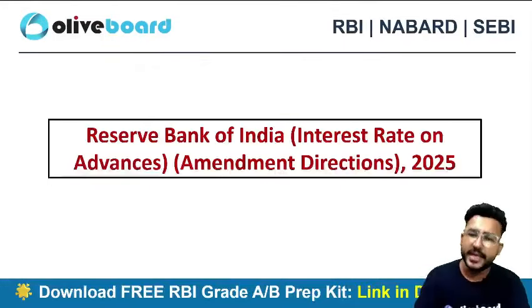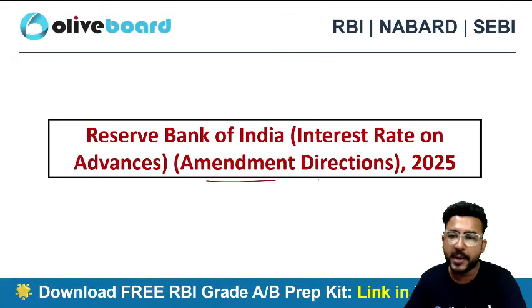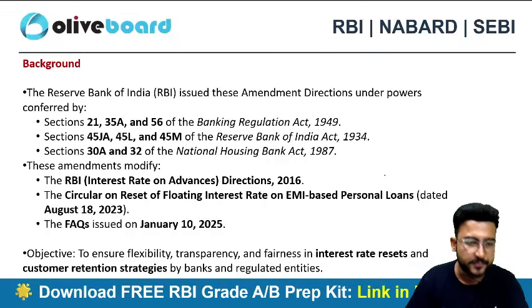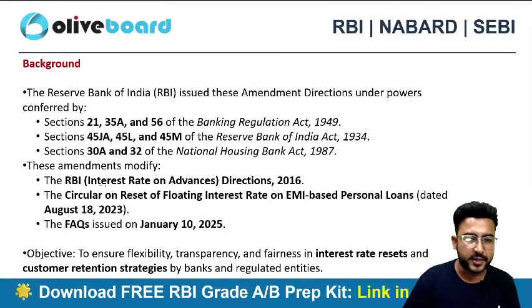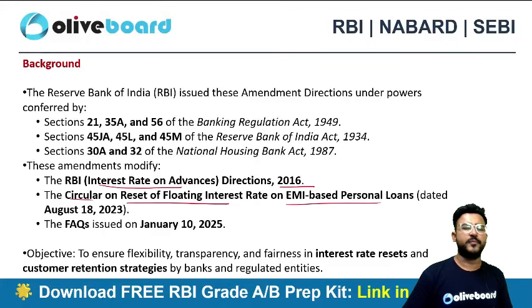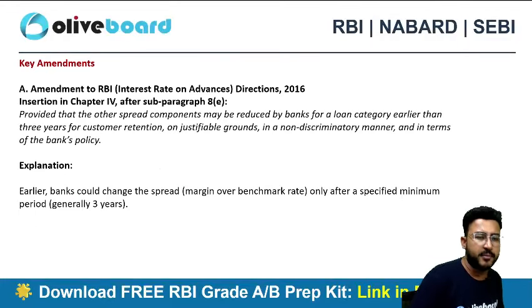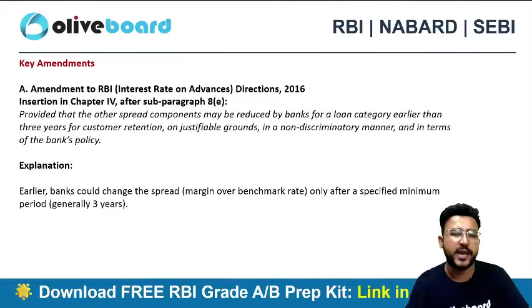Then, guys, the next one is the interest rate on advances. So this is not a full-fledged direction. This is an amendment direction. Let's discuss this one as well. So earlier, we had a circular related to the interest rate on advances, 2016. Then we had a circular on the reset of floating interest rate on EMI-based personal loans, right? So this is more of an amendment rather than an entire circular, right? So what kind of amendments are there in this particular circular?